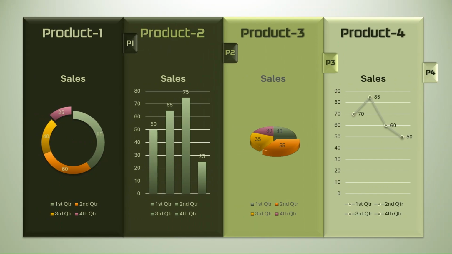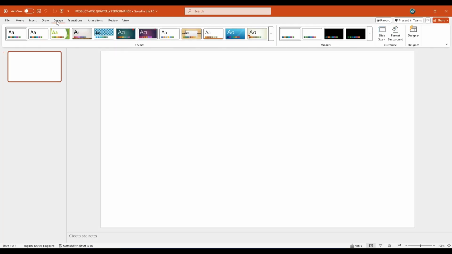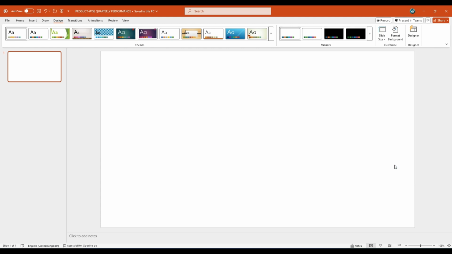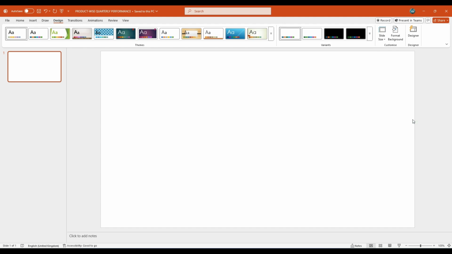To get started, open the PowerPoint application. Go to the Design tab. Under Variants, choose Colors, and select the paper color. Then, under Variants again, click on the drop-down and go to Effects. From there, select Glossy Effect.